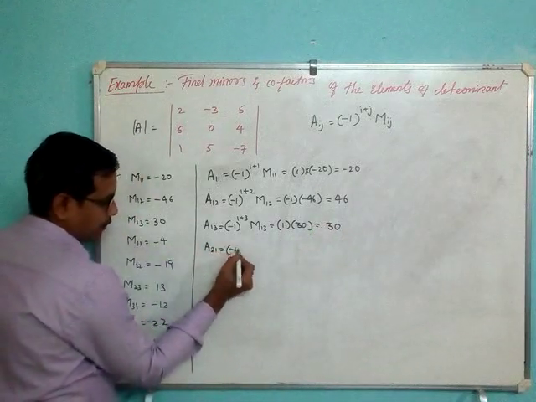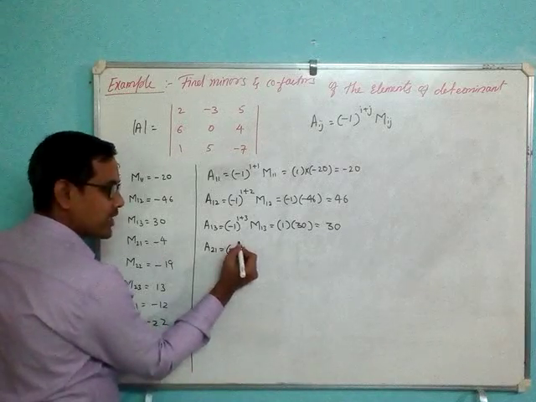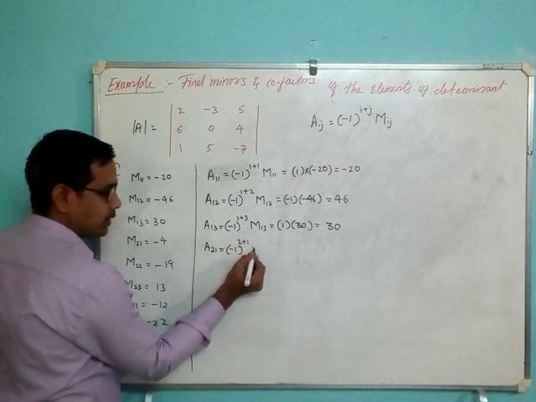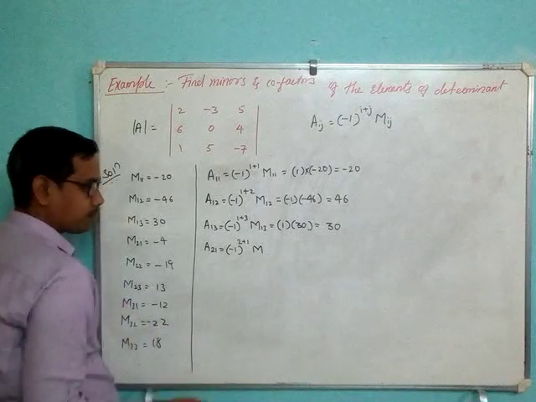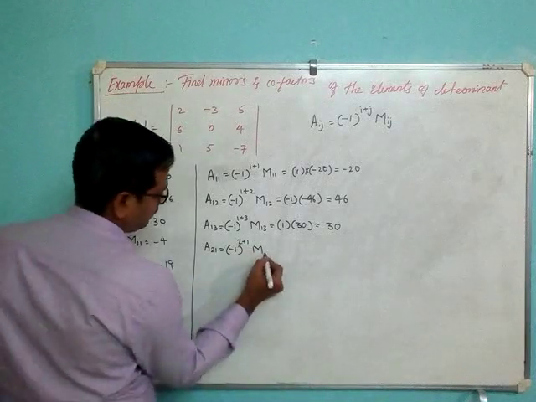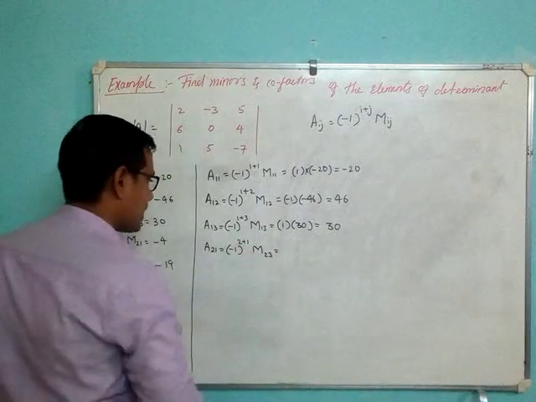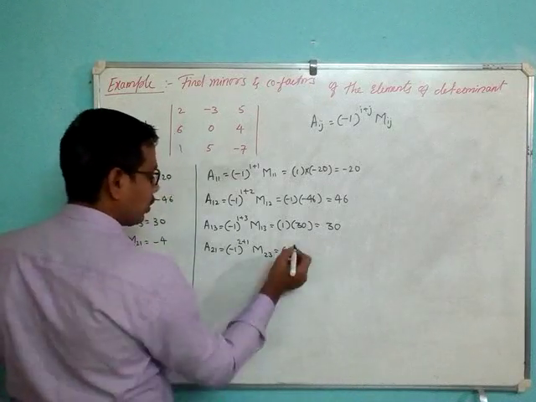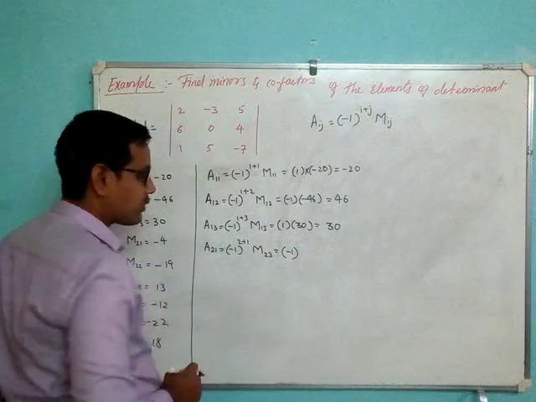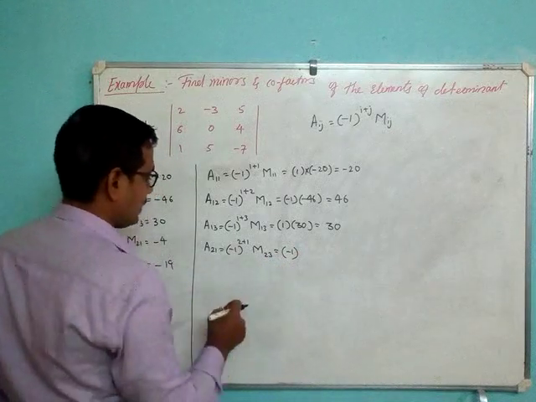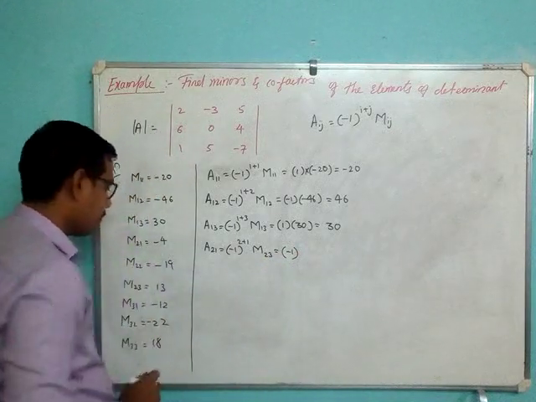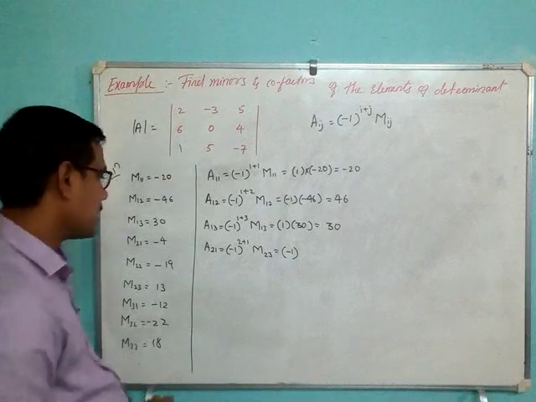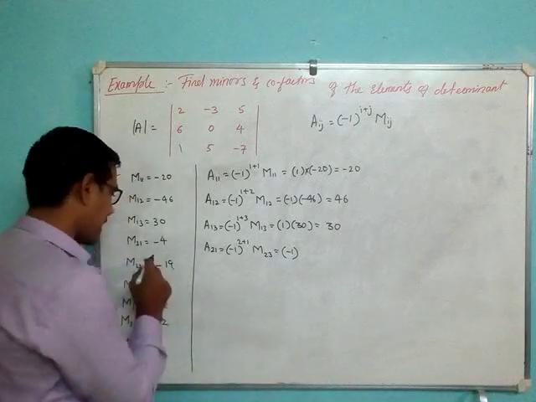A21 is minus 1 to the power i is 2 and j is 1. 2 plus 1, M21. So this is nothing but minus 1 to the power 3 is minus 1. Minus 1 into what is M21?